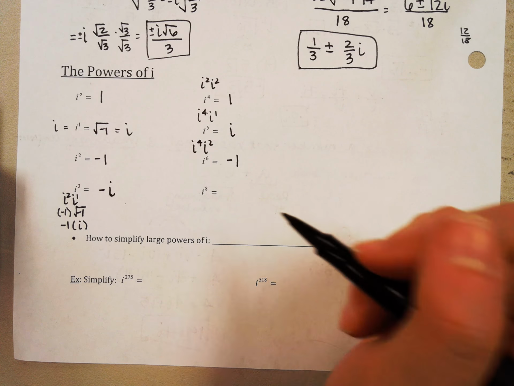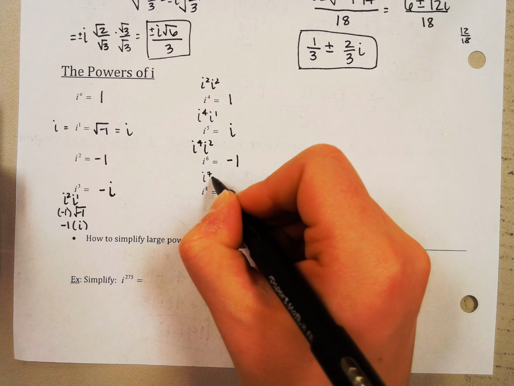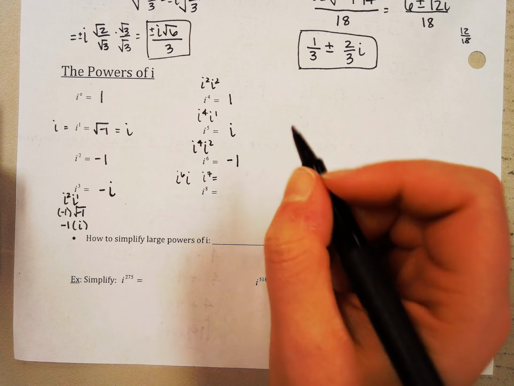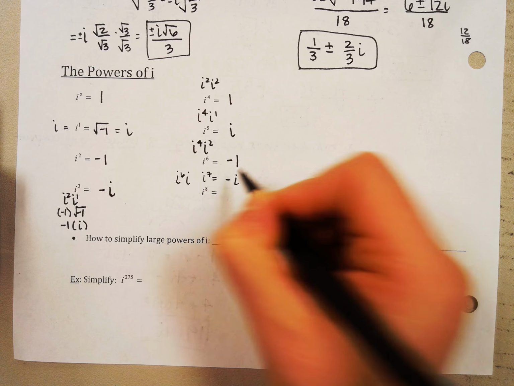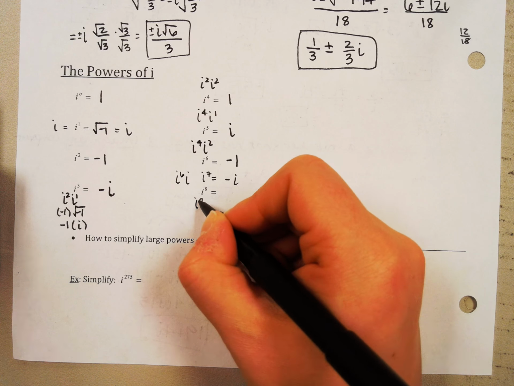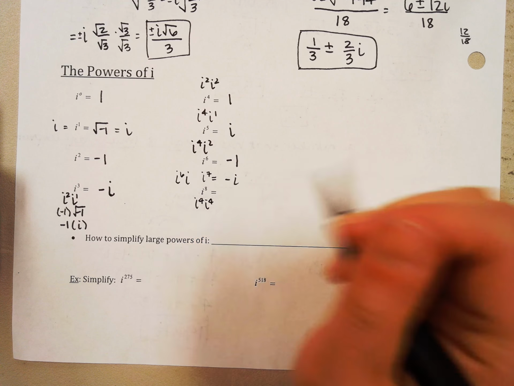And so on and so forth. We skipped i to the seventh, but we could do that. i to the seventh would be i to the sixth times i. i to the sixth we know is -1, and i is just i, so this would be -i. And then we could go from i to the eighth, which is i to the fourth times i to the fourth. We know i to the fourth is 1, so this would just be 1.